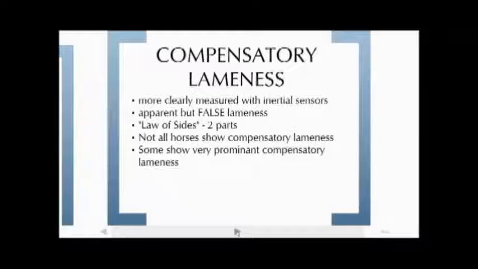Compensatory lameness patterns follow the law of sides, which has two parts. And not all horses show compensatory lameness patterns, but some horses show quite strong compensatory patterns.